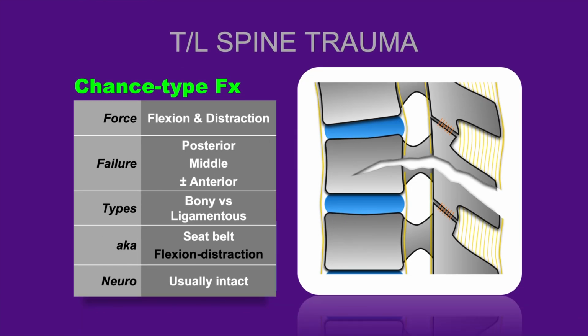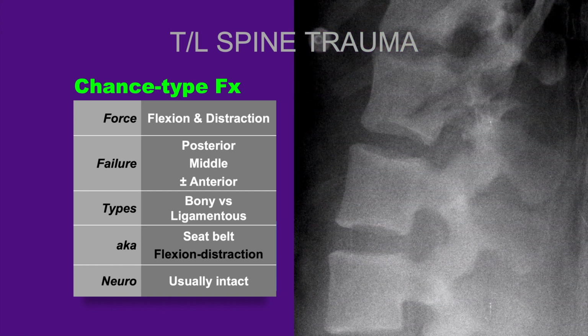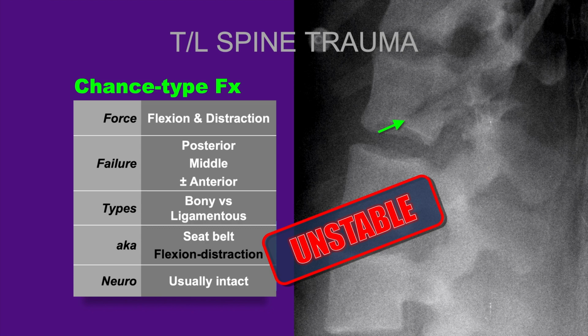The last fracture we'll talk about in the thoracolumbar spine is the chance type fracture. This always involves the posterior and middle columns and may involve the anterior column. This is due to flexion and distraction. It's also known as the seatbelt injury, which I'll show you in a second. Here is an example on plain radiography of a chance fracture with obliquely oriented linear lucency extending through the middle and posterior columns. This is an unstable fracture.